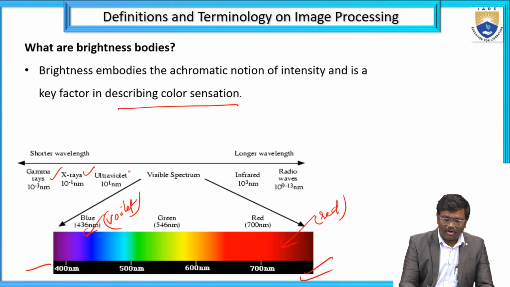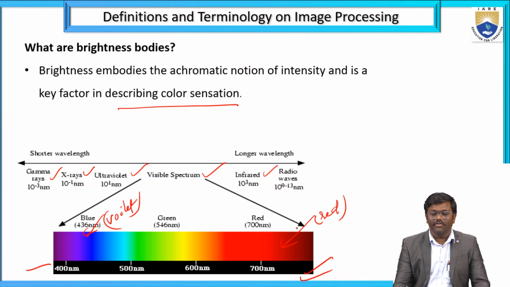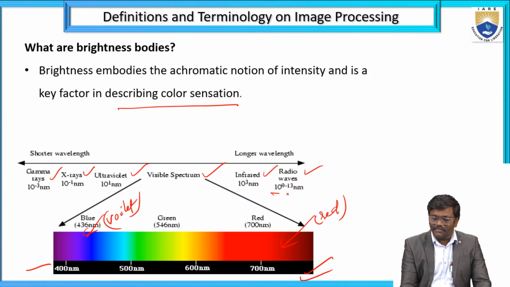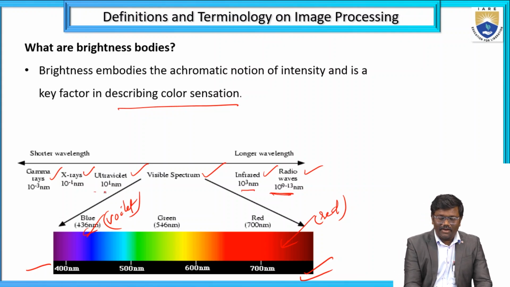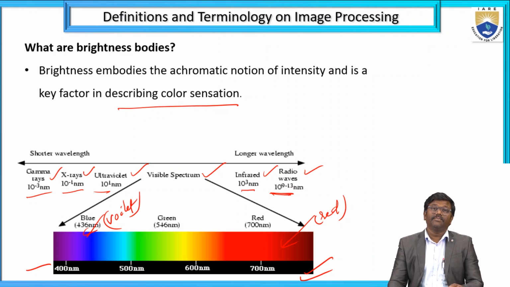X-rays nanometer, ultraviolet nanometer, visible spectrum nanometer, infrared nanometer, and radio waves nanometer, which we keep in terms of certain numerical values which we are defining as such. So you are supposed to follow the simple definition about brightness based on the different measured values of the wavelength of an electromagnetic spectrum based color sensation.